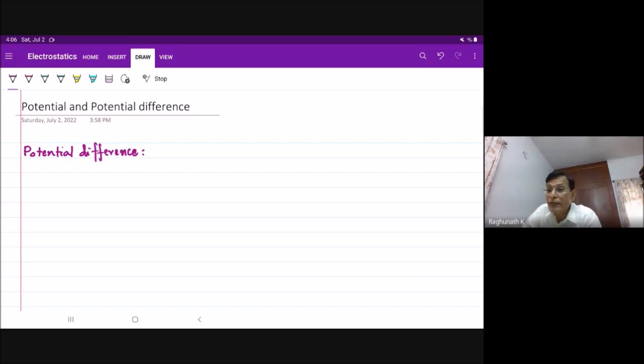On an object of mass m against the gravitational field force, to take it from a height h1 to h2. Because it is the work done against the gravitational field force, which is mg bar.